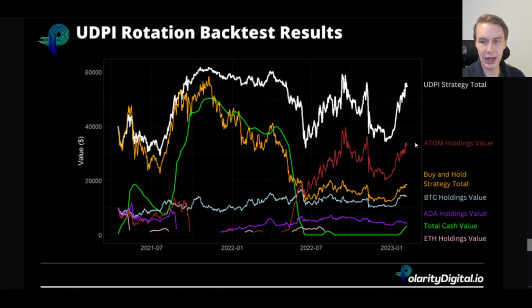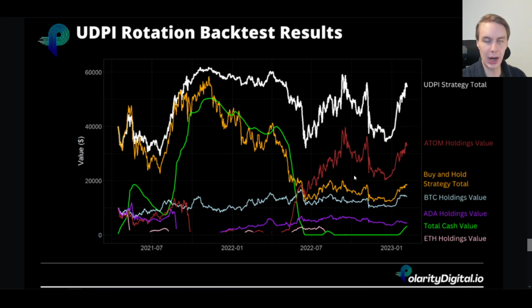And you see that this strategy actually ended with the largest holdings in dollar terms being in Atom, followed by Bitcoin, ADA, and then pretty much no ETH, or very little at the end here. But in the end, what that ultimately resulted in was this pretty stellar performance.